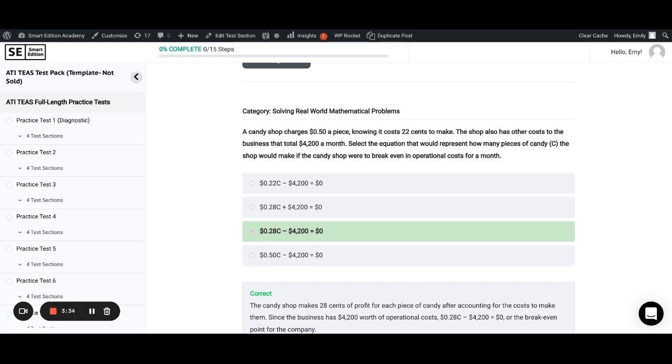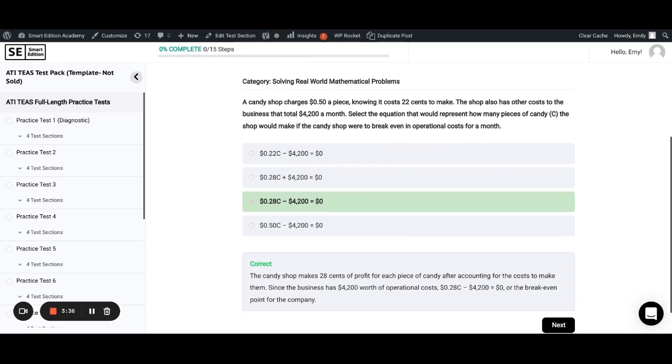Okay, and this is actually a tricky one. So if you got C, awesome. If you didn't get C, again, no shame in the game. So it says the candy shop makes 28 cents. If you're wondering where the 28 came from, it's the 28 cents of profit for each piece of candy after accounting for the cost to make them. So again, it's 50 cents a piece, costs 22 cents to make it. 50 minus 22 is 28. That's how much money they make per piece of candy.